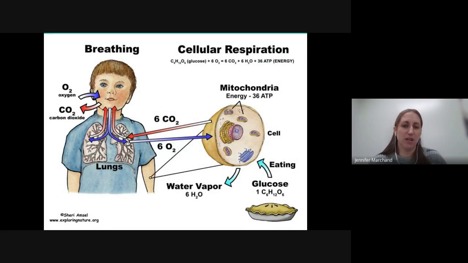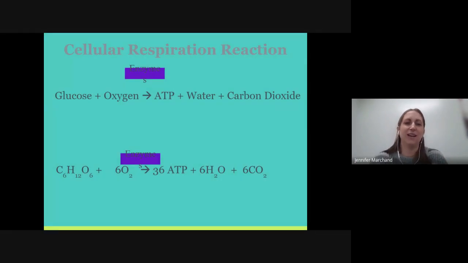Okay, so we've got breathing, a little bit of cellular respiration there. And as you can see, cellular respiration also has a chemical formula. If you look at it really closely, it kind of looks a lot like our photosynthesis cycle, but in reverse.